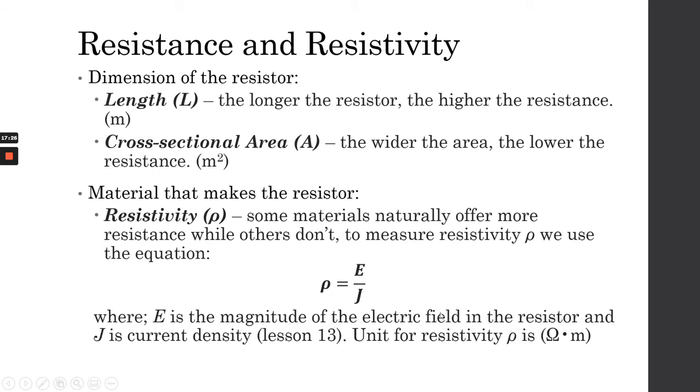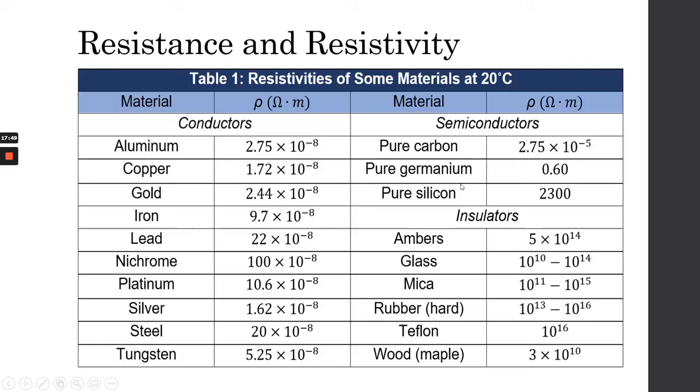So E is the magnitude of the electric field in the resistor and J is the current density from lesson 13. And we usually use the unit ohm meter or ohm times meter for our rho or for our resistivity. Again, so yung resistivity is basically a number that denotes yung natural characteristic ng isang material that causes the resistance. And dito meron kayong table of certain values of some of the materials that we use for as resistors. And we say at 20 degrees Celsius kasi mamaya pag-usapan natin how temperature also affects resistance and resistivity.